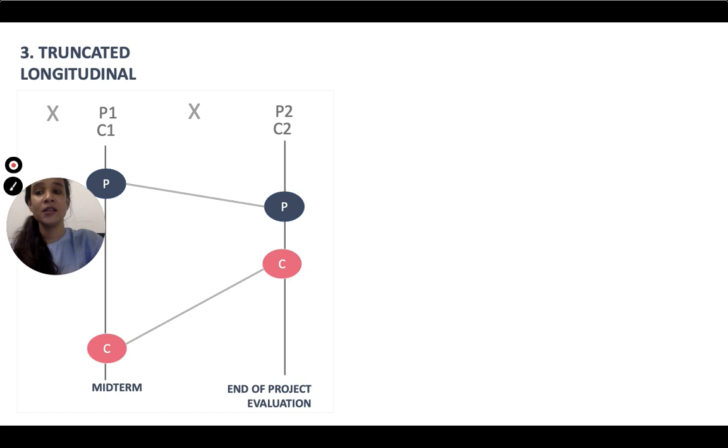The next one is a truncated longitudinal, which basically means you come in somewhere, you still have your comparison group, but you do not have baseline data. And 6 months into the program, you realize, hey, I really need to track whether these computers are getting used, what's been the impact of these computers. And so you initiate a midterm study and then you do an end of project evaluation. So you're not starting from the beginning, but you already have created some sort of intervention and then you're going in to collect data.